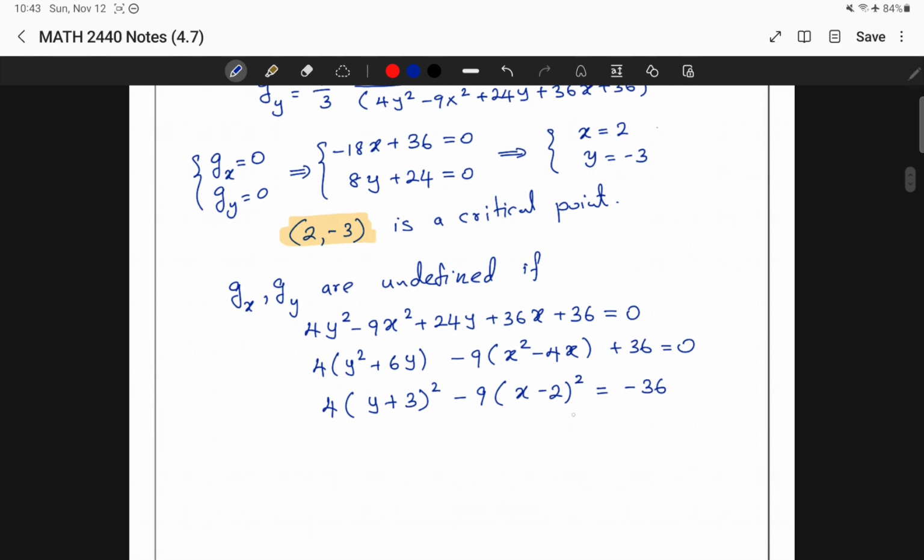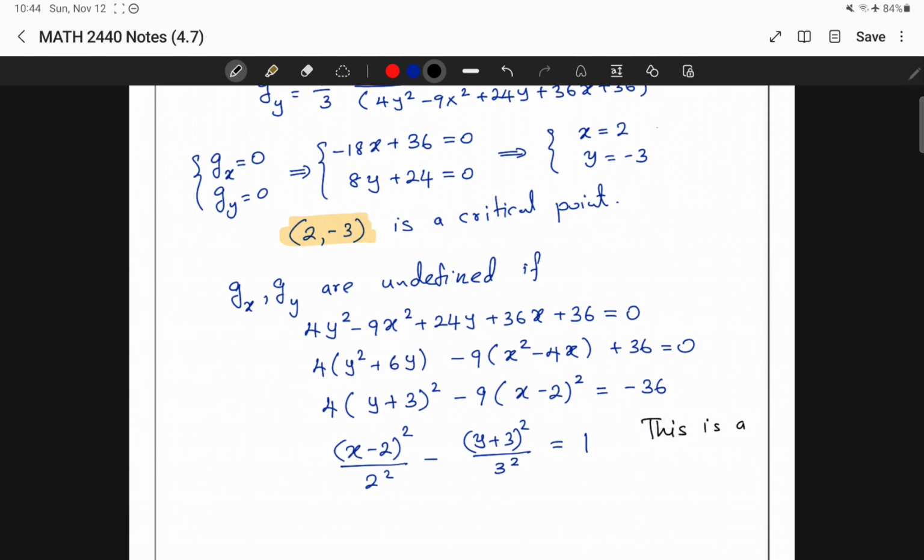Okay, now to make it look like an equation we already know, let's divide by negative 36. So I'm going to move things around. X minus 2 squared over 2 squared minus y plus 3 squared over 3 squared equals 1. Now we know what this equation represents. It's a hyperbola.